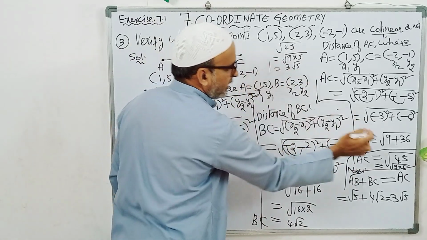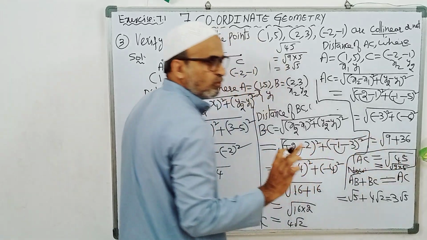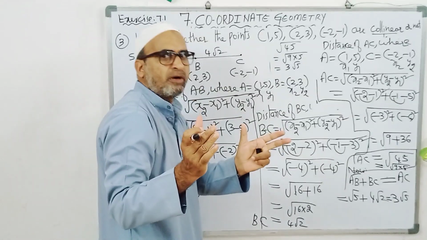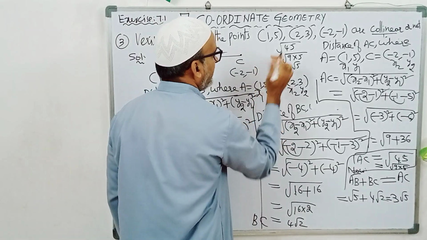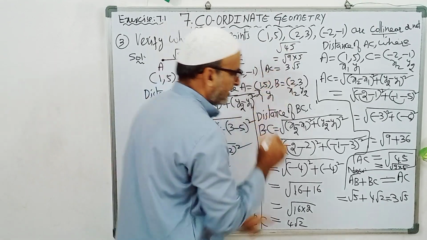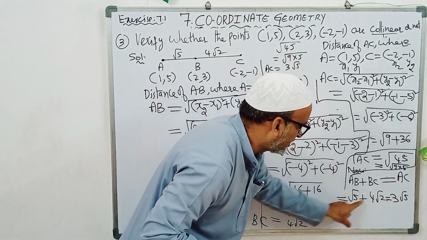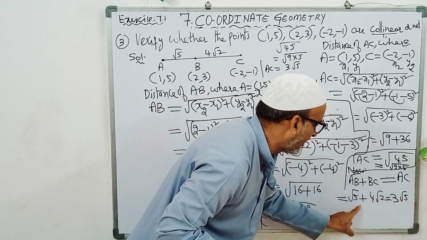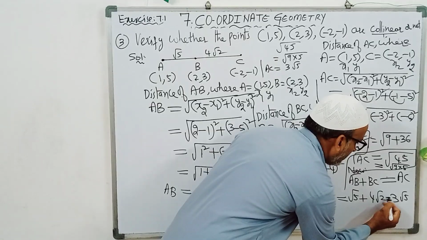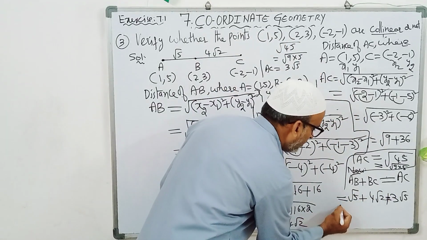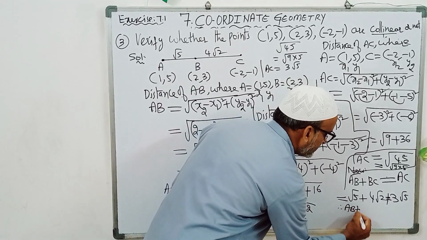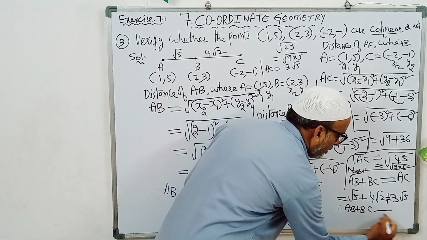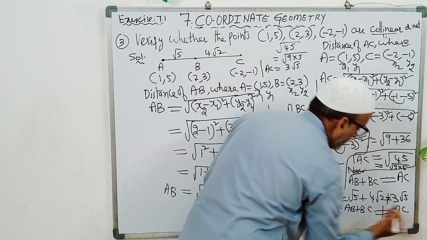If you stop there only, there is no problem, root 45. But I am making it shorter. So, simplified, this is AC. In the place of AC, 3 root 5. Now we cannot add this one, and these values are not equal. Therefore AB plus BC value is not equal to AC value.